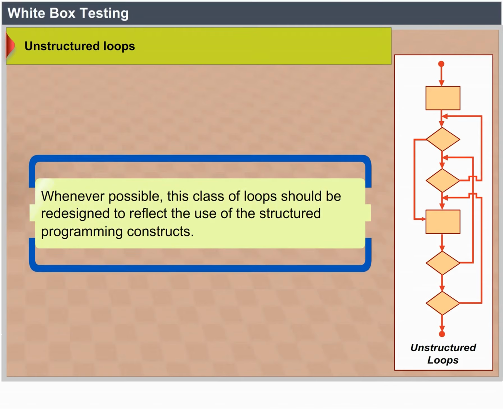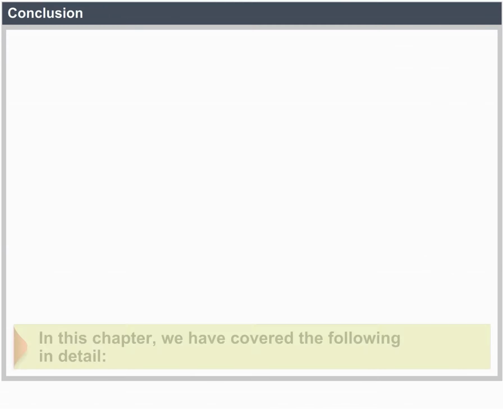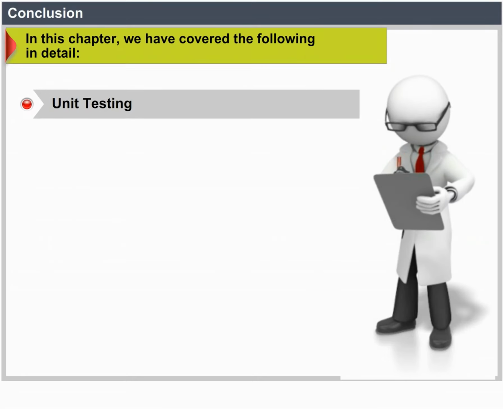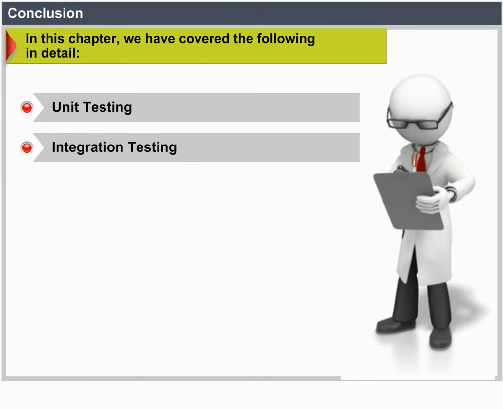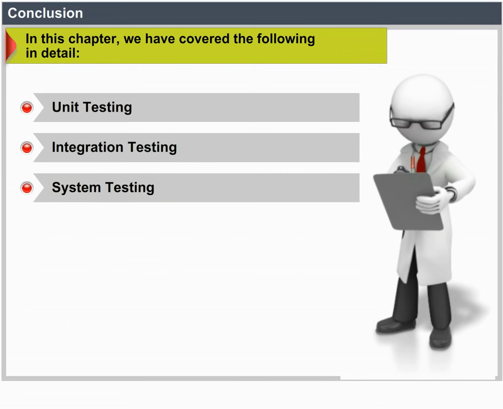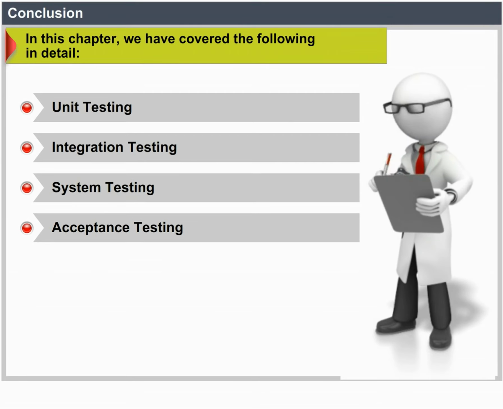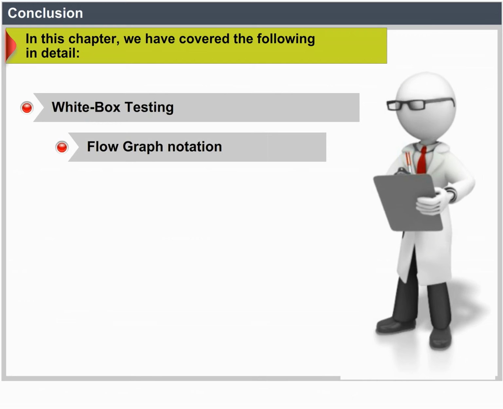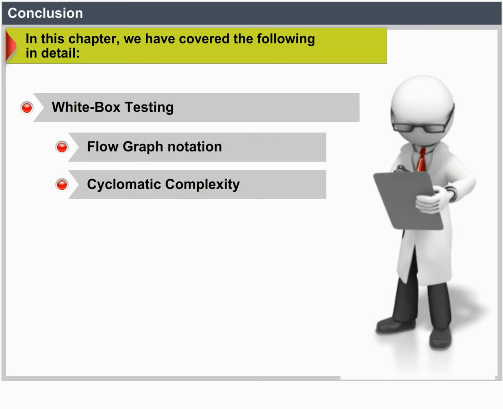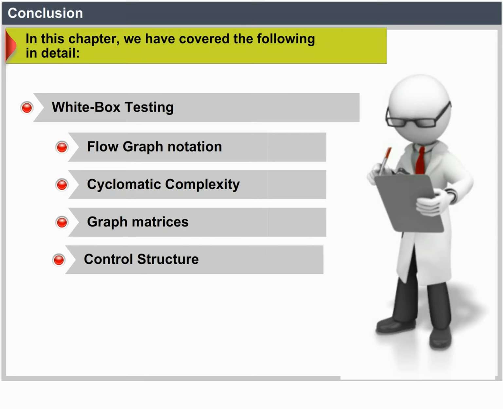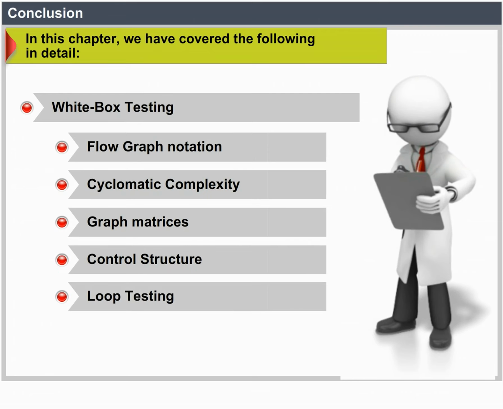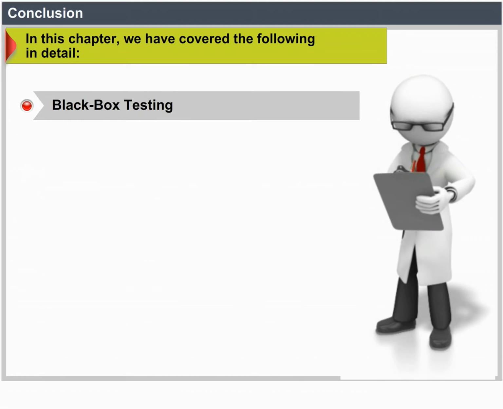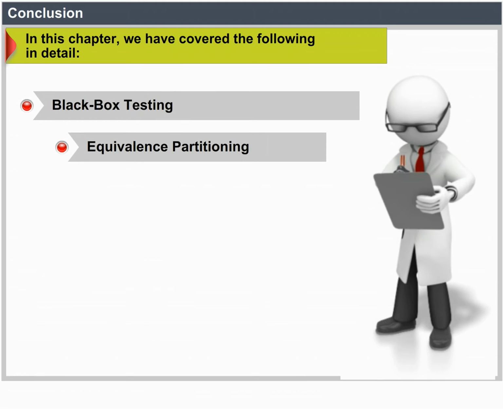Conclusion. In this chapter, we have covered the following in detail: unit testing, integration testing, system testing, acceptance testing, white box testing, flow graph notation, cyclomatic complexity, graph matrices, control structure, loop testing, black box testing, equivalence partitioning, boundary value analysis, orthogonal array testing.